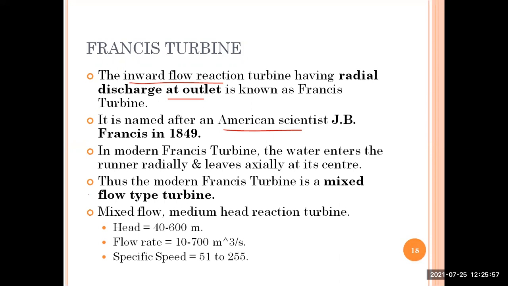And the Francis turbine is a mixed flow medium head reaction turbine, which is suitable for a head of 40 to 600 meter with a flow rate of 10 to 700 meter cube per second, and with a specific speed of 51 to 255 rpm.